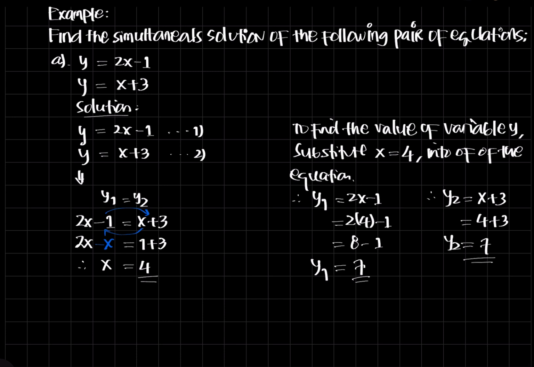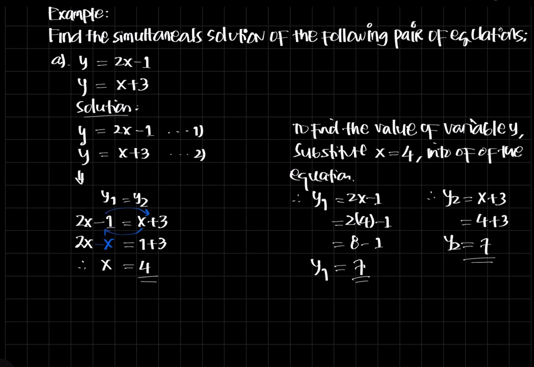When you substitute, you have to make sure that both of the variables have the same value. When I substitute x into either y1 or y2, you can see that y1 has 7, and y2 also has 7. So that's the way we can check whether our answer for the simultaneous equations is correct or not.